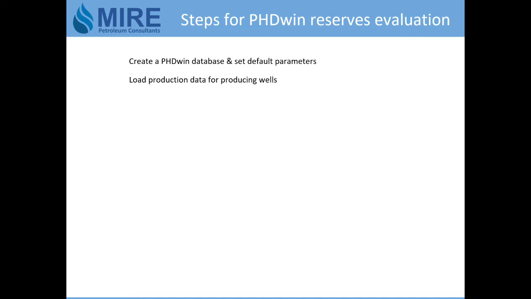Most reserve reports include producing wells. So the next step would be to load the production data for your producing wells into PHDWin. You can either do that using commercial data that can be loaded in bulk, or you can come up with techniques to bulk load Excel spreadsheets in, or you can manually type it in. But you have to have production data in your database. And then you have to apply ownership, the well ownership, for every well and every case in your database.